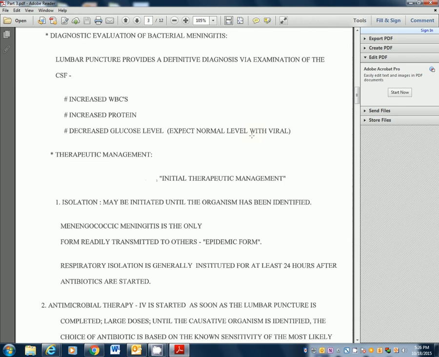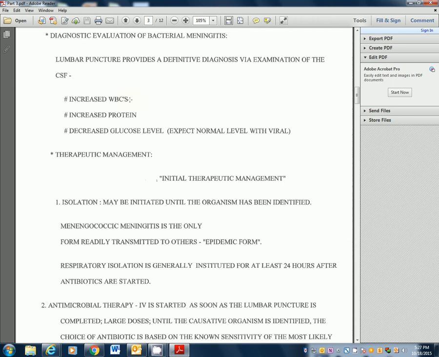They're going to identify the causative organisms, whether it's viral, bacterial, fungal, or parasitic, and they're going to try to take care of that. Now, when you're looking at the culture, you'll know the norm for a white blood cell is 0 to 5 per cubic millimeter. Anything above that would be increased.